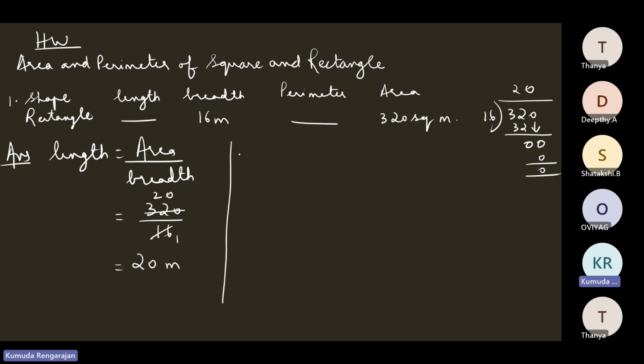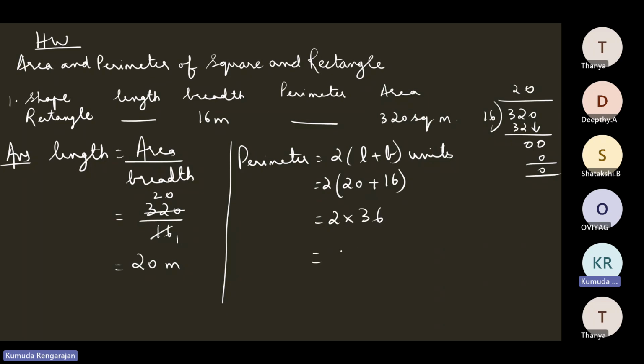Now the perimeter. Perimeter of a rectangle is equal to 2 into (L plus B) units. So that is 2 into (length we just found, 20, plus the breadth already given to us, 16). So 2 into 36 is 72, and perimeter is simply expressed in units. So 72 meters.